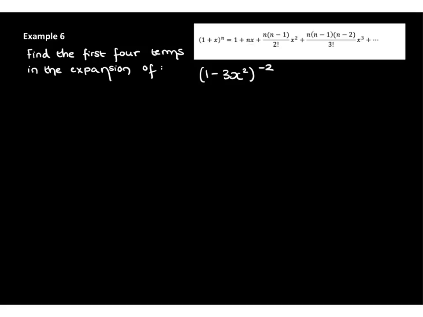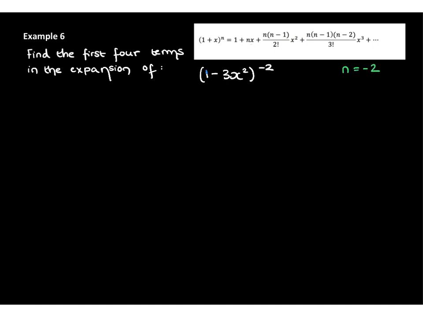So let's move on to example 6. As you can see, we've steadily built up to more and more complex examples. So we are going to find the first 4 terms in the expansion of 1 minus 3x squared all to the power of negative 2. So n first of all equals negative 2.